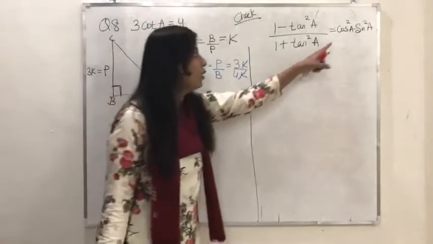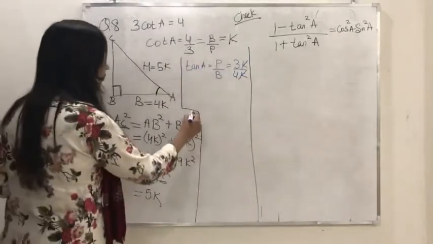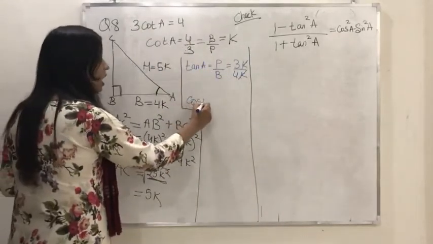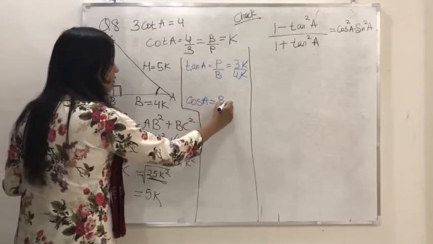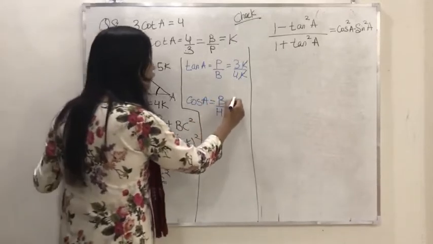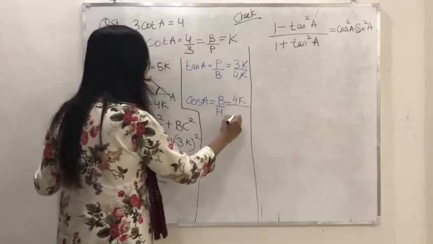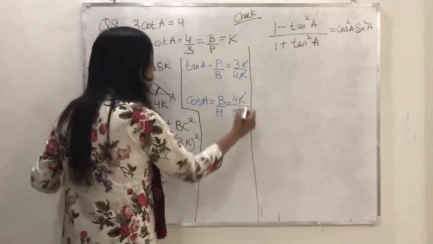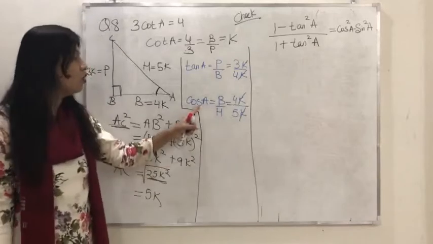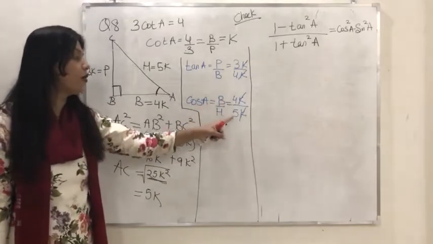What I required? Cos A. So cos, what is the formula for cos? Cos is base upon hypotenuse. So my base is 4k and my hypotenuse is 5k. K will cancel out with k. So value of cos A will be 4 upon 5.